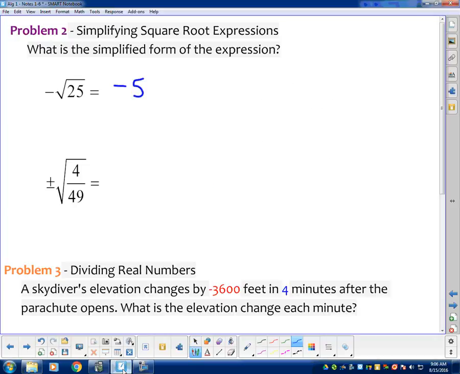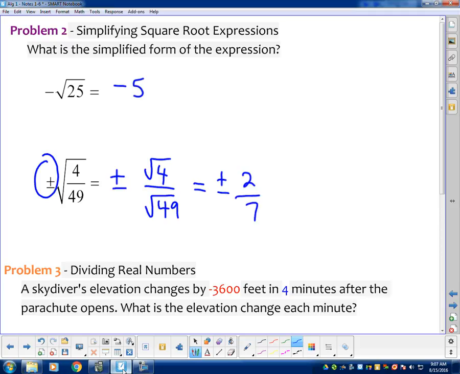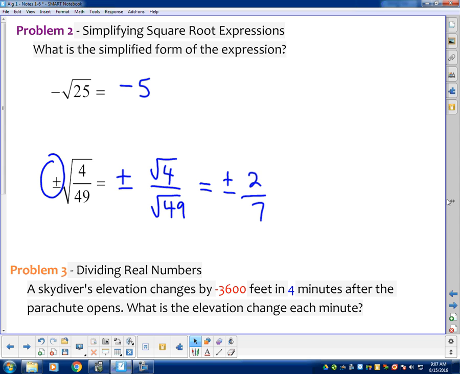This little symbol right here is called the plus or minus symbol. All that you do with that, it just means that there are two different answers here. We have a positive and a negative version of the square root of 4/49. And what we do is we take the square root of 4 and we take the square root of 49 as two separate square root problems. If you know the perfect squares, the square root of 4 is 2, and the square root of 49 is 7. Otherwise, you could do it on your calculator, get the square root of each of those, and then leave it as a fraction. So you may use your calculator to do those if you don't know the perfect squares.